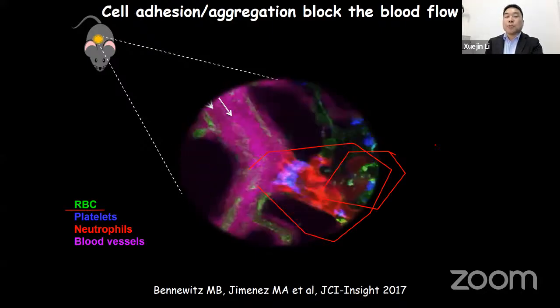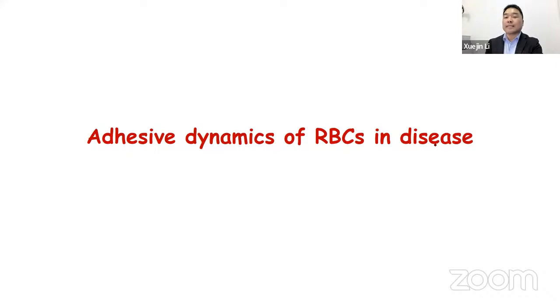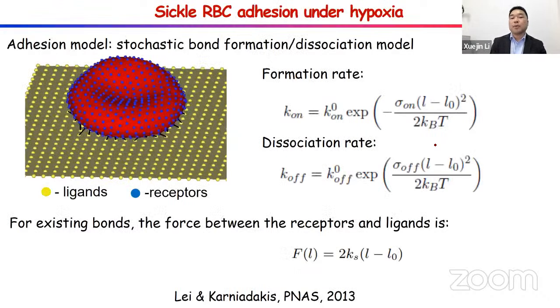But it's hard to quantify the cell adhesion dynamics and the adhesion strength inside the body. So here we quantify the adhesion of sickle cells by combining experimental and simulation studies. In the simulation, we use a kinetic adhesion model. This kinetic model is a stochastic bond formation and dissociation model.